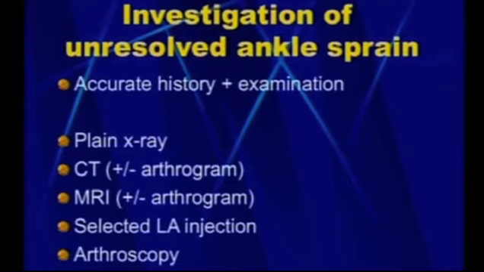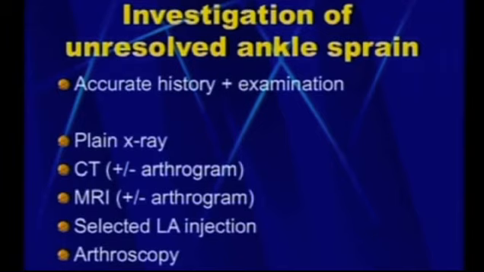And then it depends on what your local expertise is and what you feel the underlying pathology is. If you feel it's an underlying bony pathology, then a CT, and possibly a CT arthrogram, if you have that available, would be very useful. MRI scan generally is my gold standard. If I can get an arthrogram with that as well, all well and good.